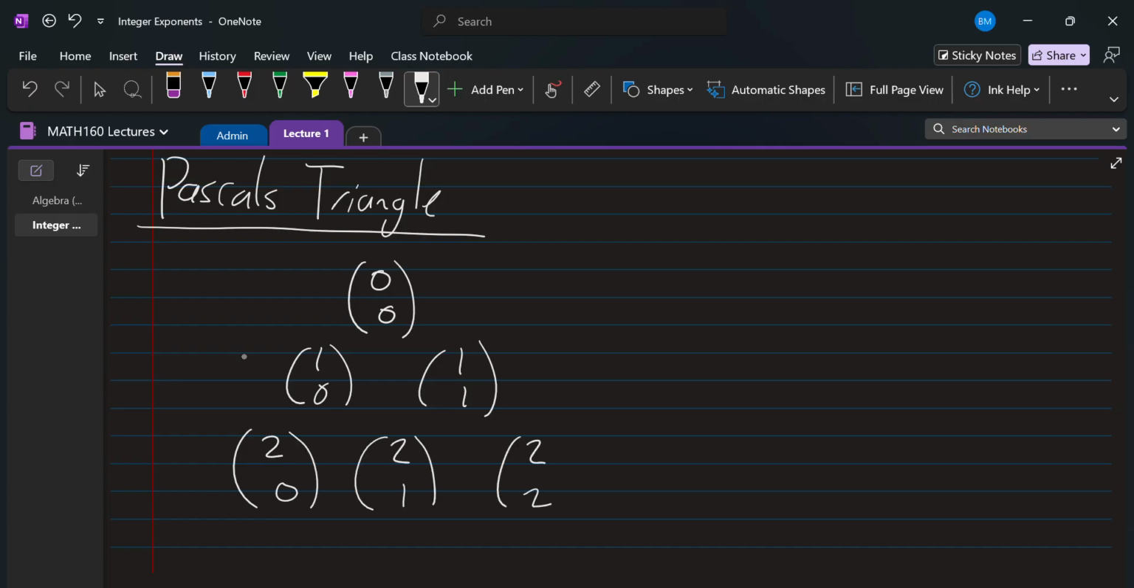Going left to right, the k increases from 0. So we've got 0 and 1. You can guess what the next one will be. Now we're on the second level, starting from 0, 0, 1, 2. And left to right, we go through k. So it's going to be 2 choose 0, 2 choose 1, 2 choose 2.